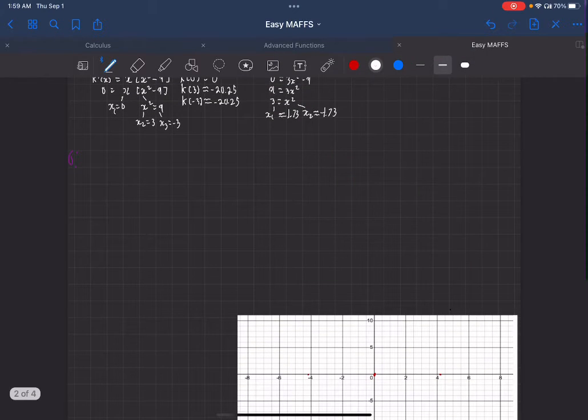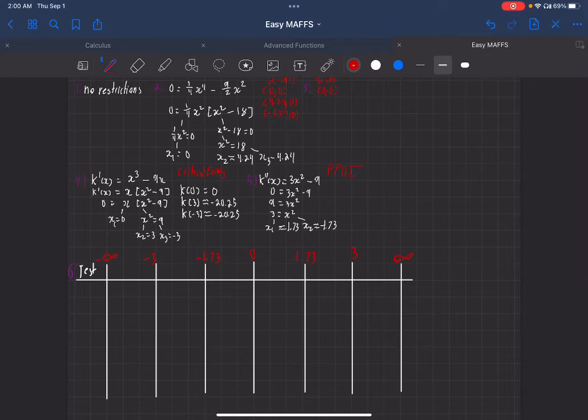So how do we make this chart? We first have to include our negative infinity, our positive infinity, and then in between we put our critical points and possible points of inflection. All right, so now let's pick some test values in between. Let's choose some easy points: -4, -2, -1, 1, 2, and 4.